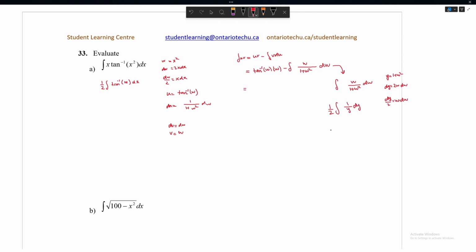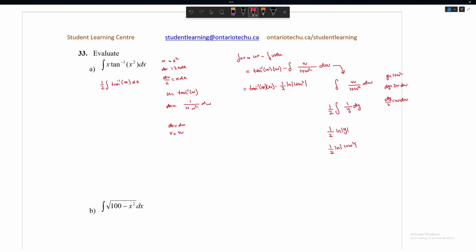Right? And so now integrating this, 1 over 2, the integral is going to be ln absolute value of y. But don't forget, we're not done yet, because we've got to sub our y back in. So this is 1 over 2 ln of 1 plus w squared. Okay, now I've got to take this and put it back here. Tan inverse of w minus my 1 over 2 ln 1 plus w squared.